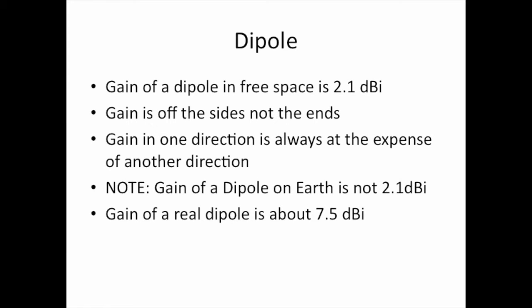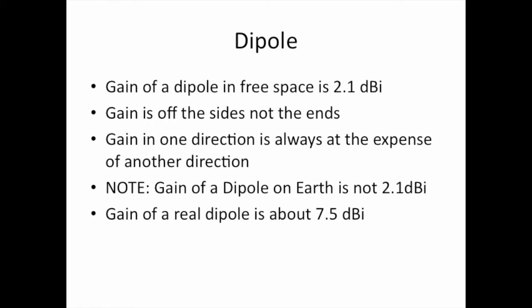Now let's talk about the gain of a dipole. The gain of a dipole in free space is 2.1 dBi. I'm sure everybody's heard the gain of a dipole is 2.1 dB. Well, it's 2.1 dBi in free space. The gain of a dipole is off the sides and not off the ends. It's off the broadside. The gain in one direction is always at the expense of gain in another direction.